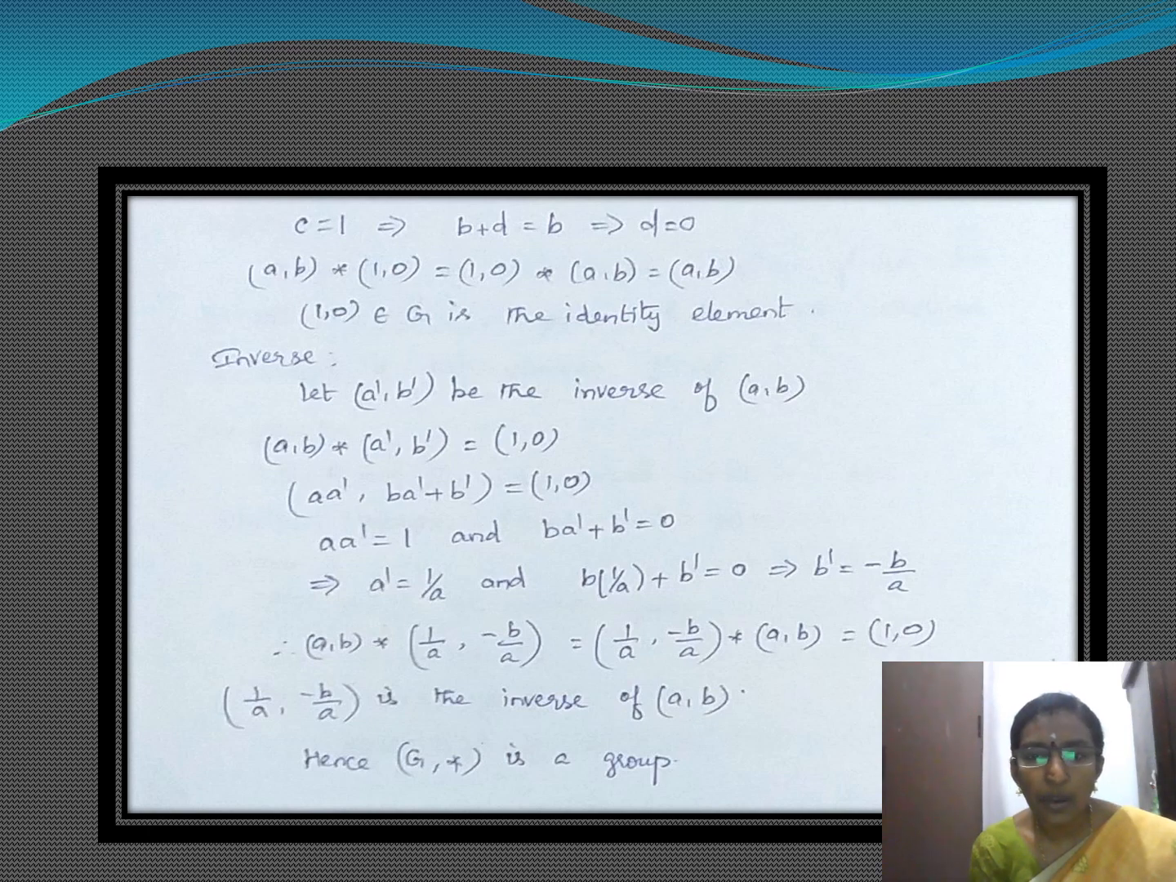Then, inverse property. Here I am going to find (a', b'), which will be the inverse of (a, b). Then (a, b) star (a', b') equal to (1, 0). So (aa', ba' + b') equal to (1, 0). On simplification, we get a' equal to 1/a, b' equal to -b/a. Therefore, the element (1/a, -b/a) is the inverse for (a, b). Hence, (G, star) is a group.